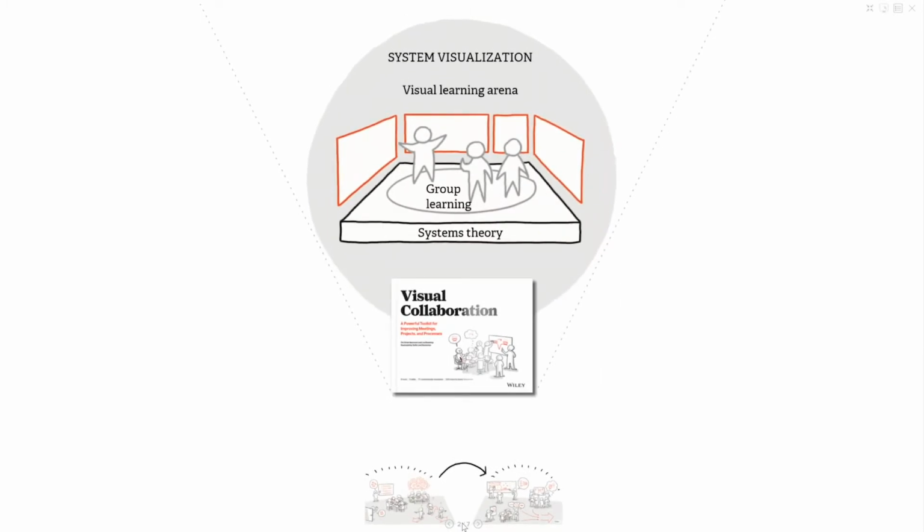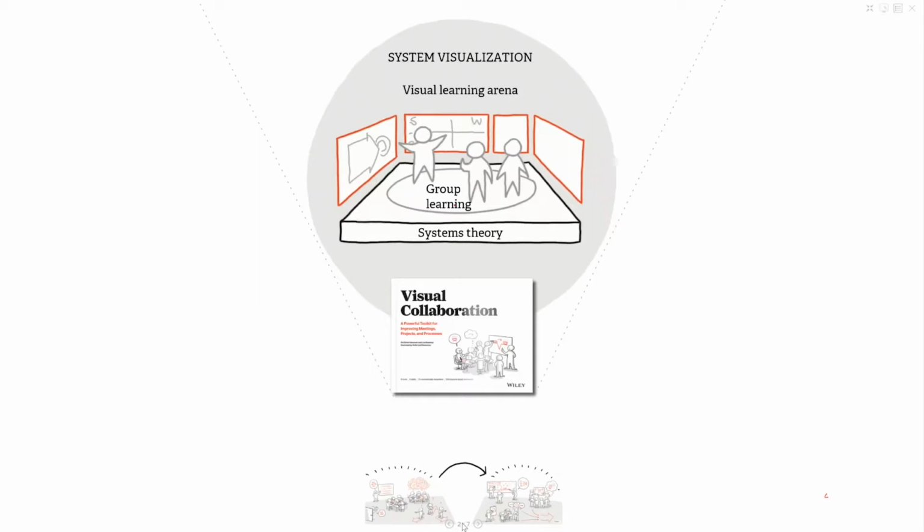And that leads us to the main idea of the book: these 3 levels: system theory, group learning, and visual learning arena. And we call that together the system visualization. Now, the way that we see that is that the bottom is the foundation, which is a system theory that enables you to talk about group learning as something distinct from individual learning. And when you think group learning, it's communication, and therefore you get the idea of visual learning arena.